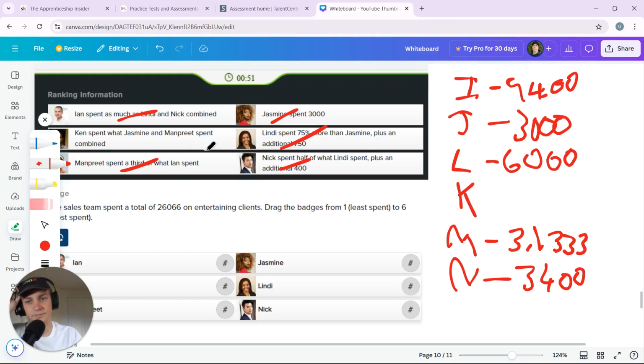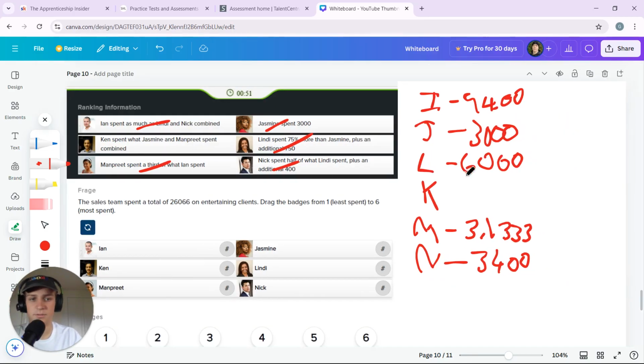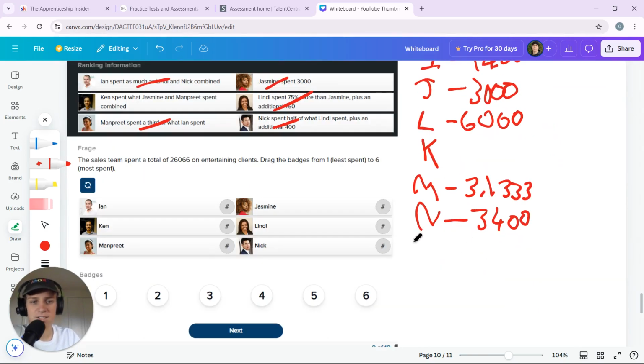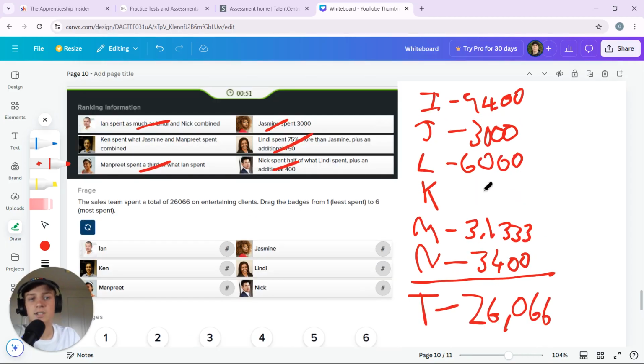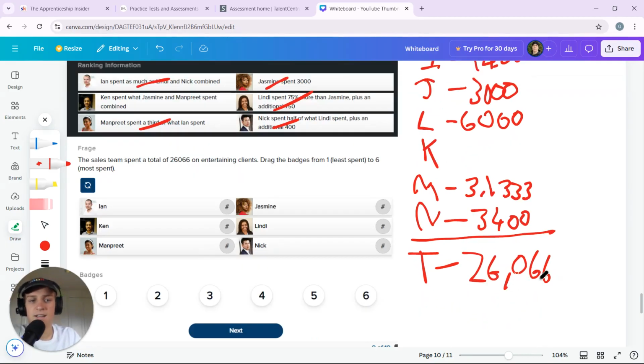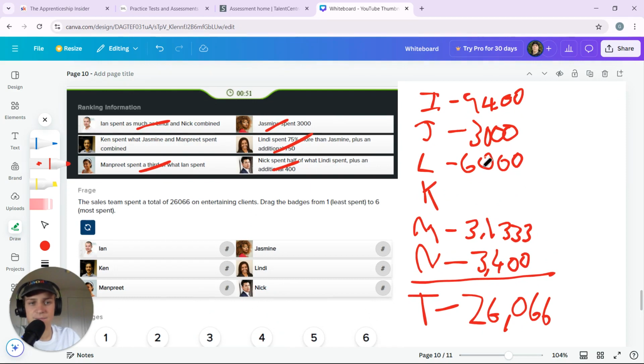And then Ken. I'll get to Ken in a second, but just a little tip for you as well. Sometimes you're going to get to this situation where there's no actual information about Ken. And then you're thinking, okay, how do I work out Ken? Well, that's where you need to remember there's a total involved. The total is 26,066. And if there was no other information about Ken, you could still work Ken out, because you just do 26,000 minus this, minus this, minus this, minus this, minus this. What's left over must be Ken. So that's just another thing to have in your locker in case you need it. Use that total and minus everything from the total, because it has to equal that total.